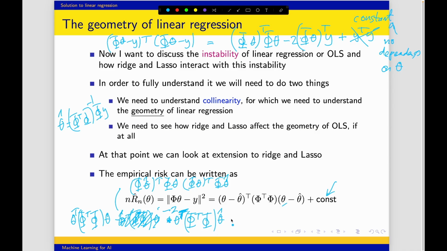Now what's this? Remember the rest of the term, the other term here, this times this times this, is not going to depend on theta. So that's in this constant. We can put it in this constant, meaning no dependence on theta. So what's this?